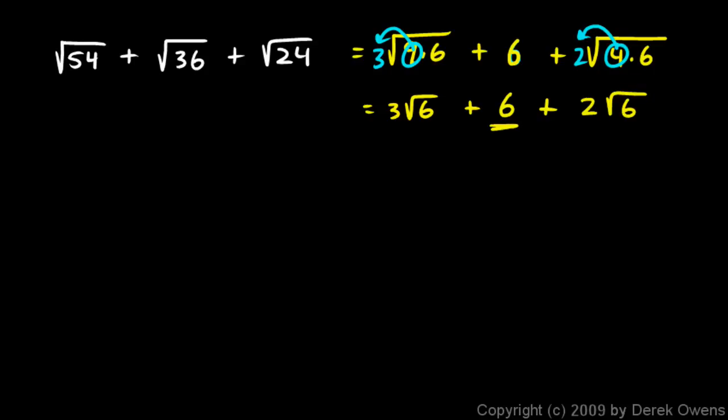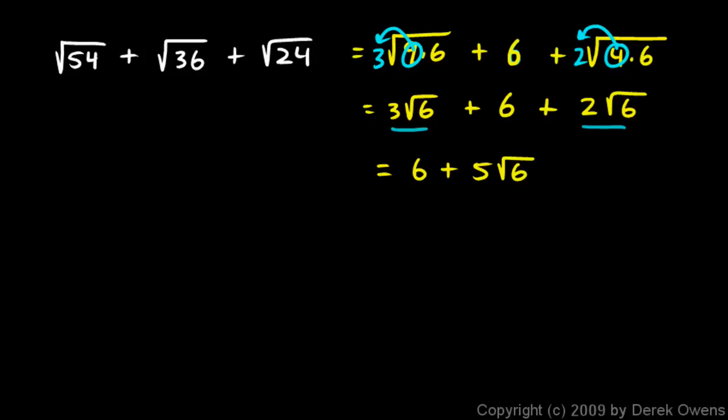So our 6 is all by itself, but these other two terms are both like radicals, so they can be combined. The 3 root 6 and the 2 root 6 will combine to give me a 5 root 6. So I end up with 6, that's this 6 right here, plus 5 root 6, and that's my answer. Let me write that a little more neatly. 6 plus 5 root 6.